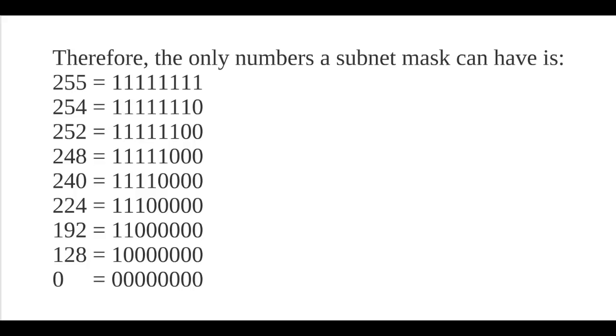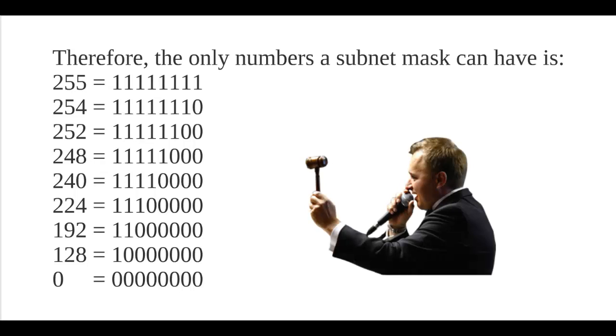Because of this rule, you can only have certain numbers in a subnet mask because of that breakdown. And here they are: 255, 254, 252, 248, 240, 224, 192, 128, 0. And there they are.